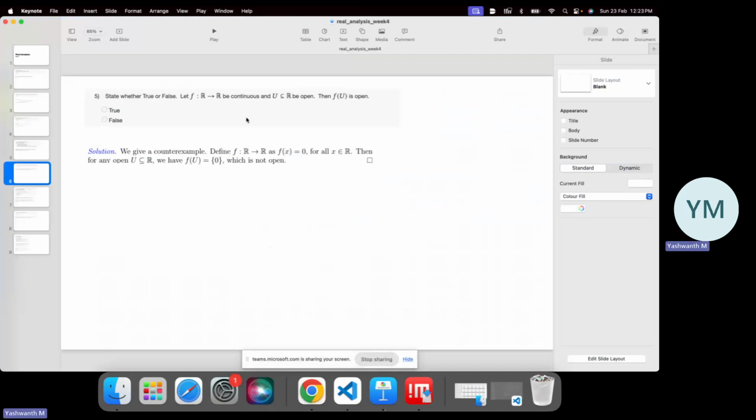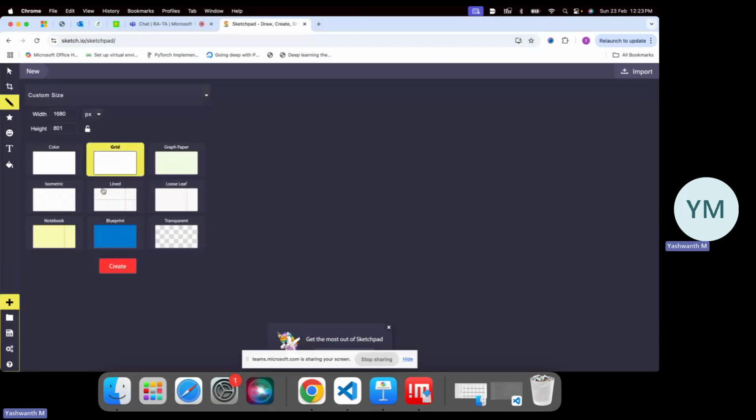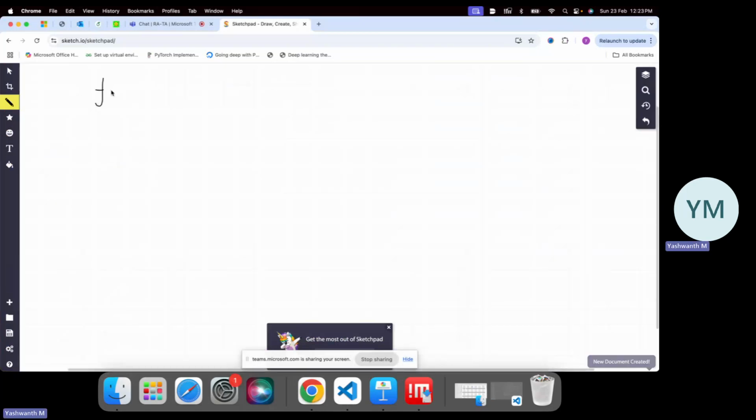State whether the following is true or false. f is a continuous mapping from R to R, and U is an open subset of R. Is f(U) open? Let me explain this. f is a continuous mapping from R to R, and the question is, if U is an open subset of R, is f(U) open?